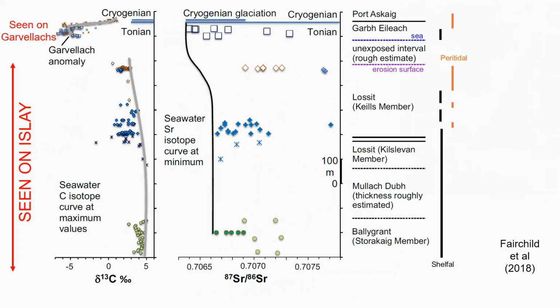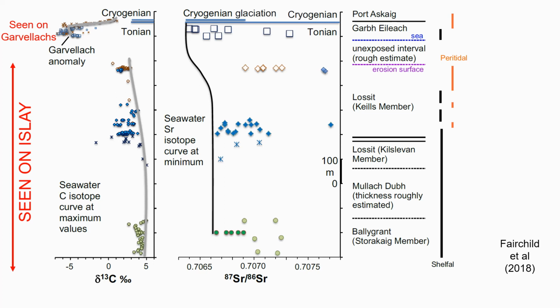And here is the chemostratigraphy of the carbonate rocks underneath the PAF to back that up. The formation names are given on the right, whilst on the left in red you see indicated what is seen on the Garvellachs and what is seen on Islay. This diagram plots stratigraphic height vertically against carbon isotopes horizontally on the left and strontium isotopes horizontally on the right. Looking at the Islay rocks, which are in the lower part of the diagram, on Islay there are positive carbon isotope values which decrease upwards.